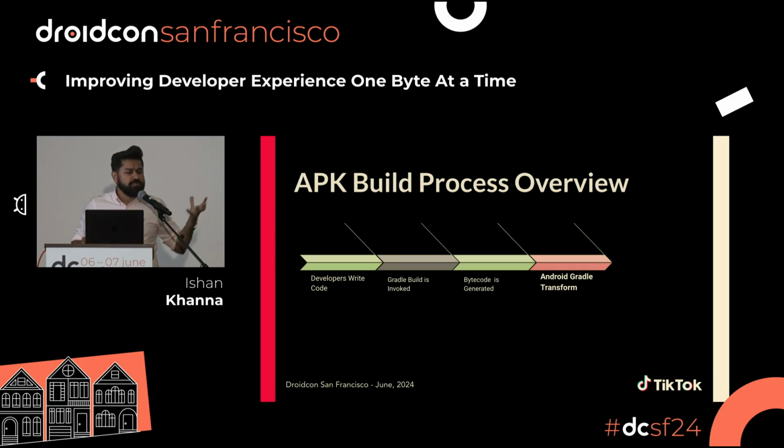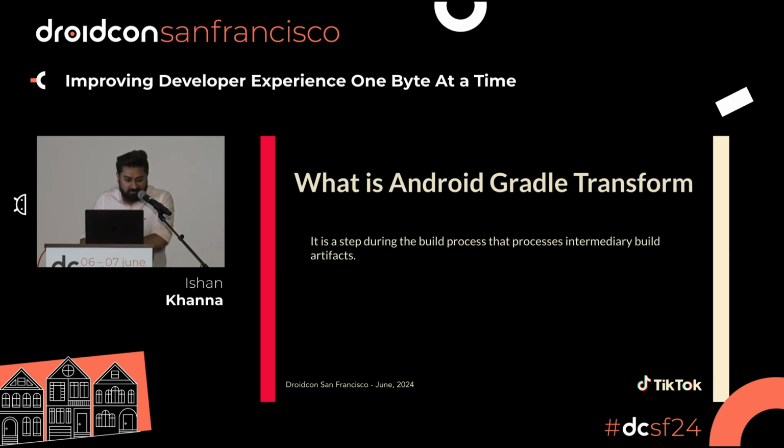Now, before I dive into how Byte actually works, I want to give a very small primer on what Gradle Transform APIs are and what ASM is. Anybody here has experience working with the Android Gradle Transform API? Just so I know how quickly I need to go through this. So not a lot of people. Fun. So what is Android Gradle Transform?